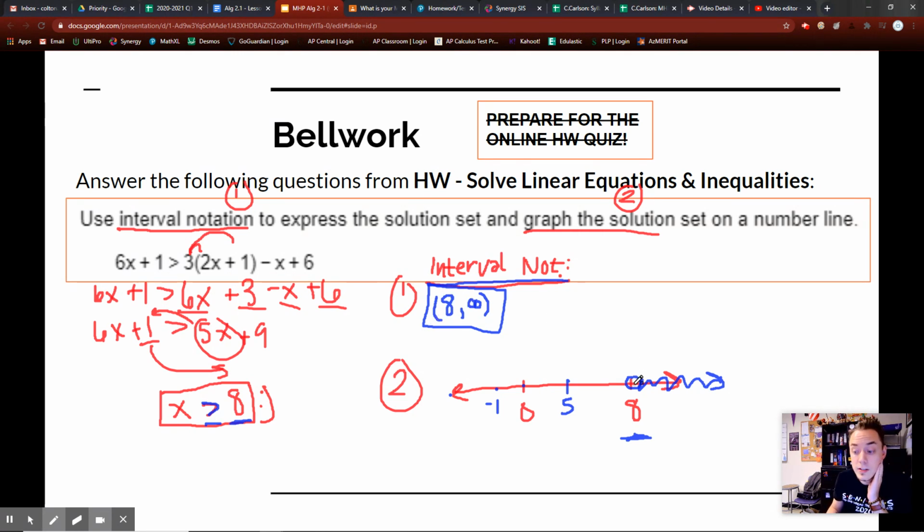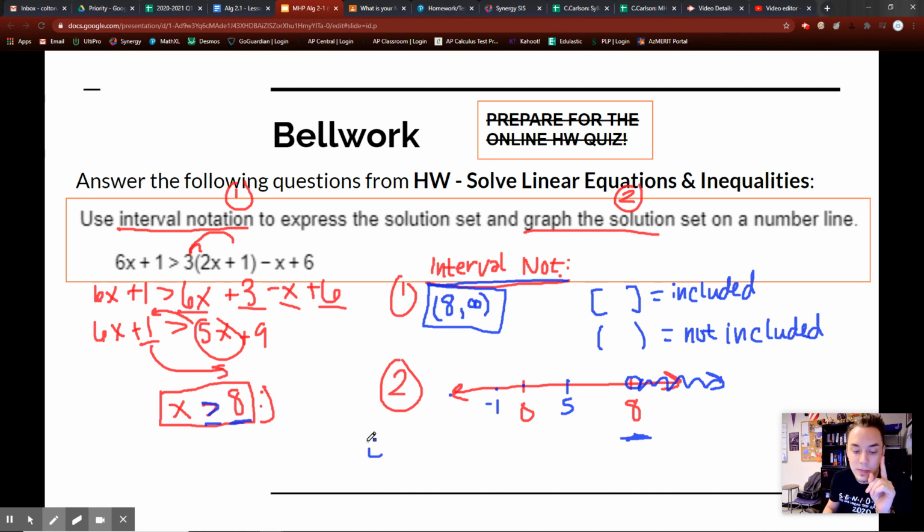And would that be closed as well, Mr. Carlson? Yes. Okay, so I'm going to recap that. If I have brackets, that means included or equal to. If I have parentheses, that means this is not included. Okay? Now, pay very close attention, you can have something that looks like this.